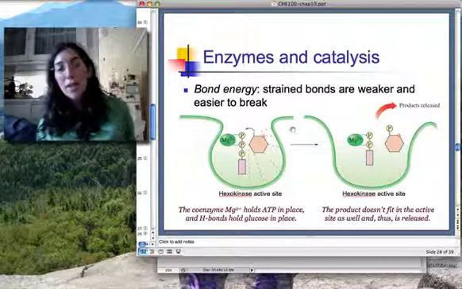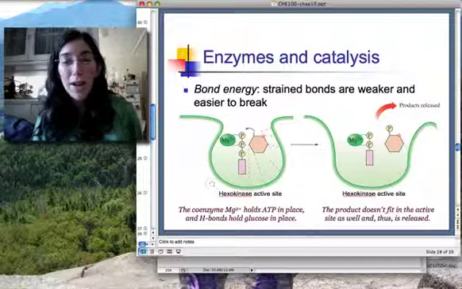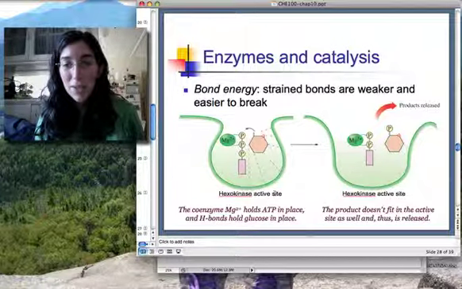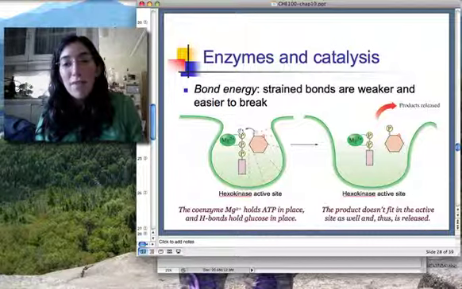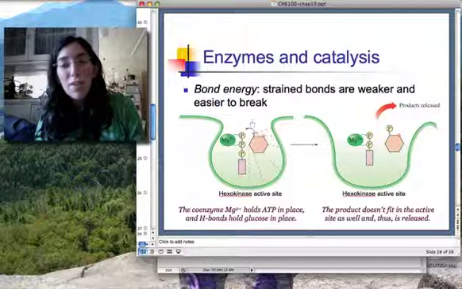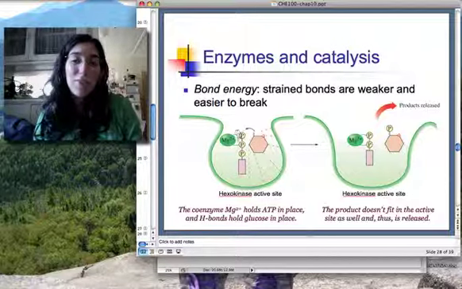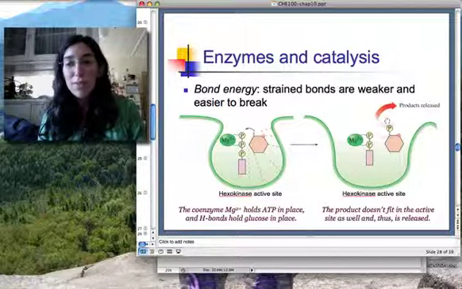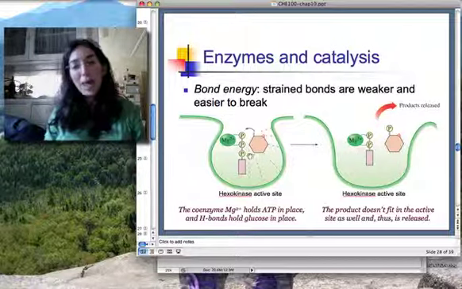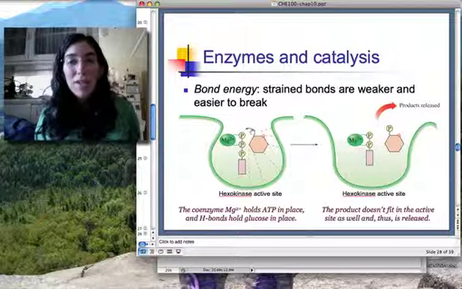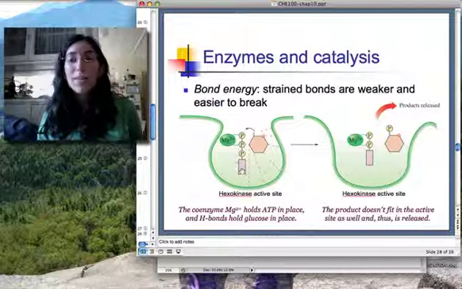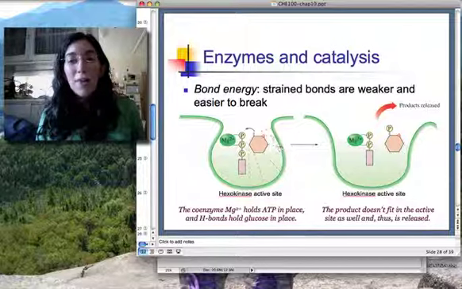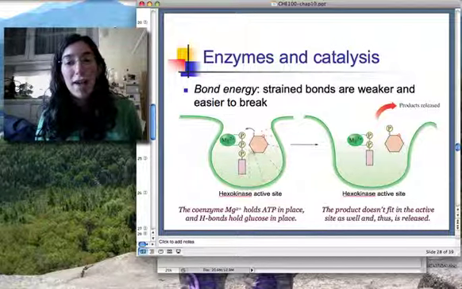Here's a close-up view of hexokinase, the enzyme we've been talking about the whole time. It takes glucose and ATP, and remember that it allows one of the phosphates to transfer from ATP to the glucose. So here are the products. When those molecules are in the active site, you have the cofactor magnesium, which holds the ATP in place. And then you have a bunch of side chains that hydrogen bond with the glucose to hold it in place.